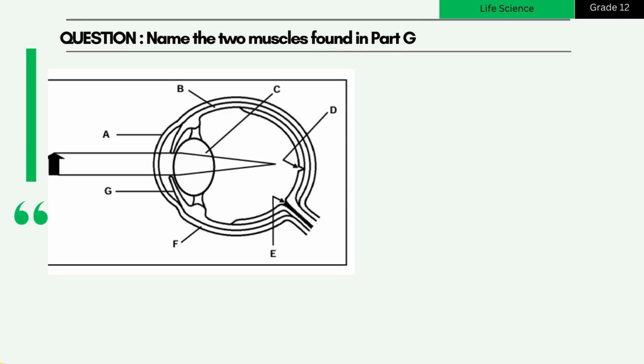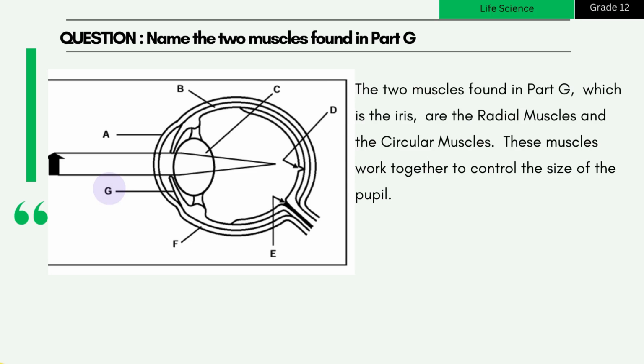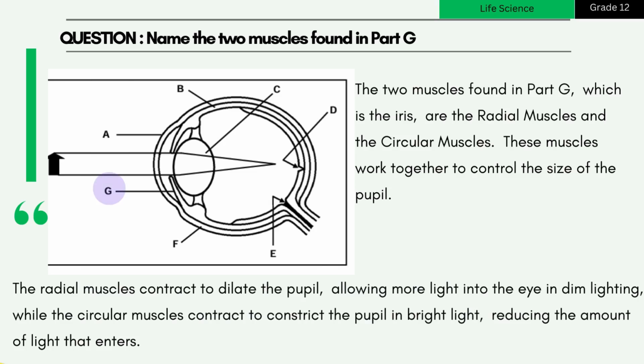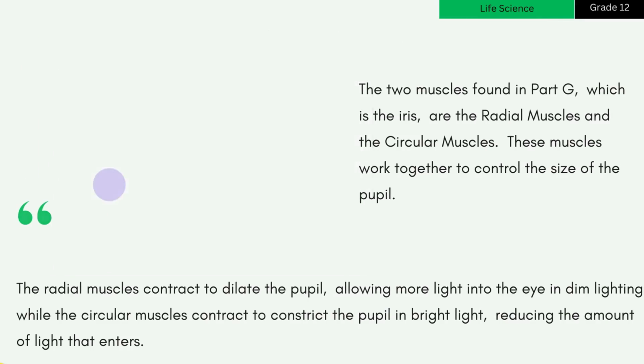Question: name the two muscles found in part G. The two muscles found in part G, which is the iris, are the radial muscles and the circular muscles. These muscles work together to control the size of the pupil. The radial muscles contract to dilate the pupil, allowing more light into the eye in dim lighting, while the circular muscles contract to constrict the pupil in bright light, reducing the amount of light that enters.